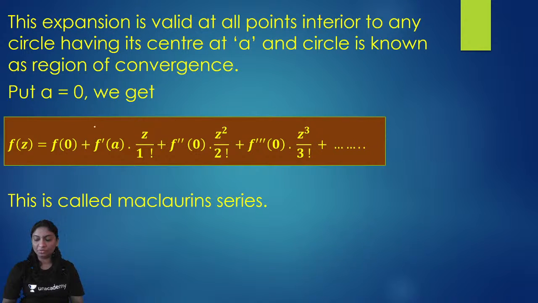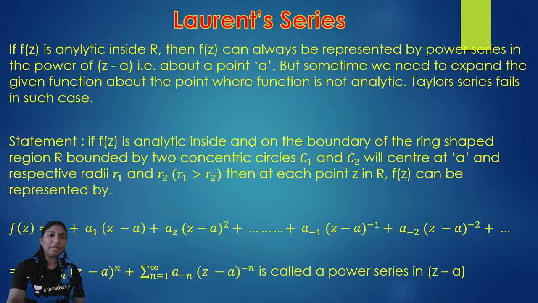Put a equal to 0. The series becomes f of z is equal to f of 0 plus f dash of 0 into z upon 1 factorial plus f double dash of 0 into z squared by 2 factorial plus f triple dash of 0 into z cubed by 3 factorial plus and so on. Okay. Now we'll see how to evaluate this.